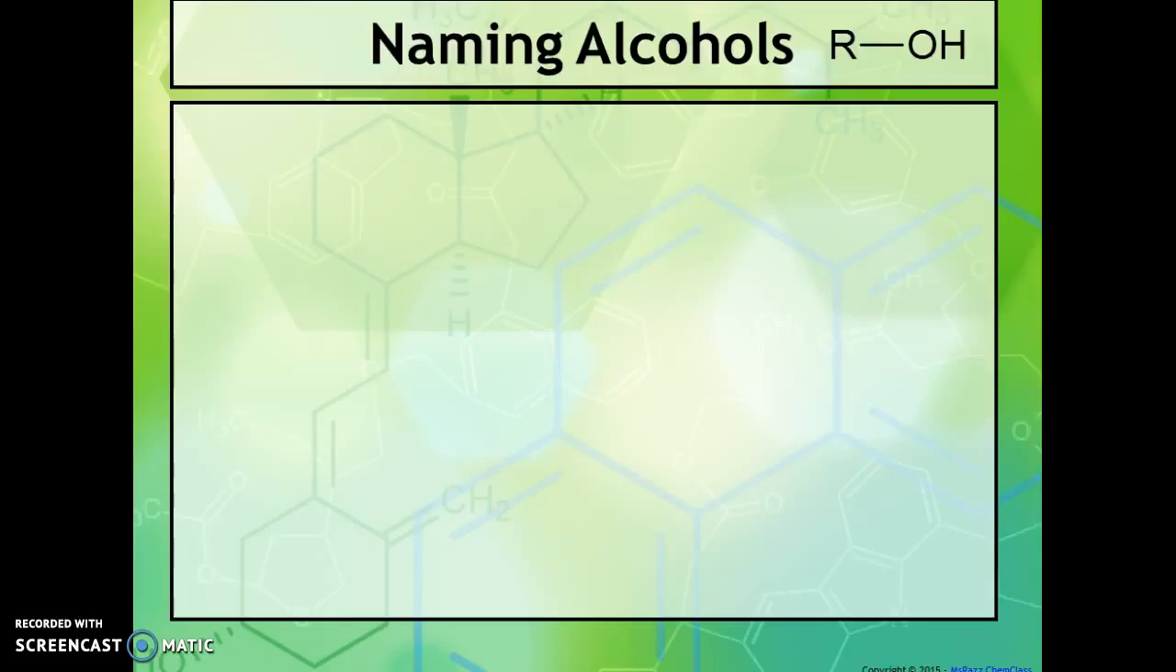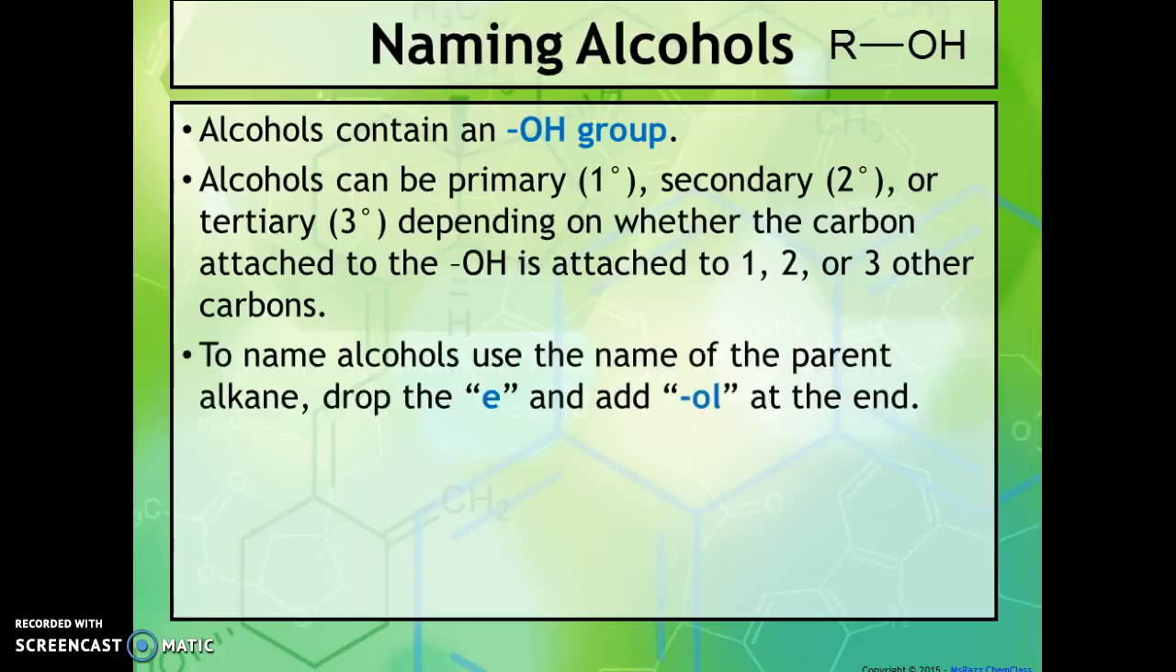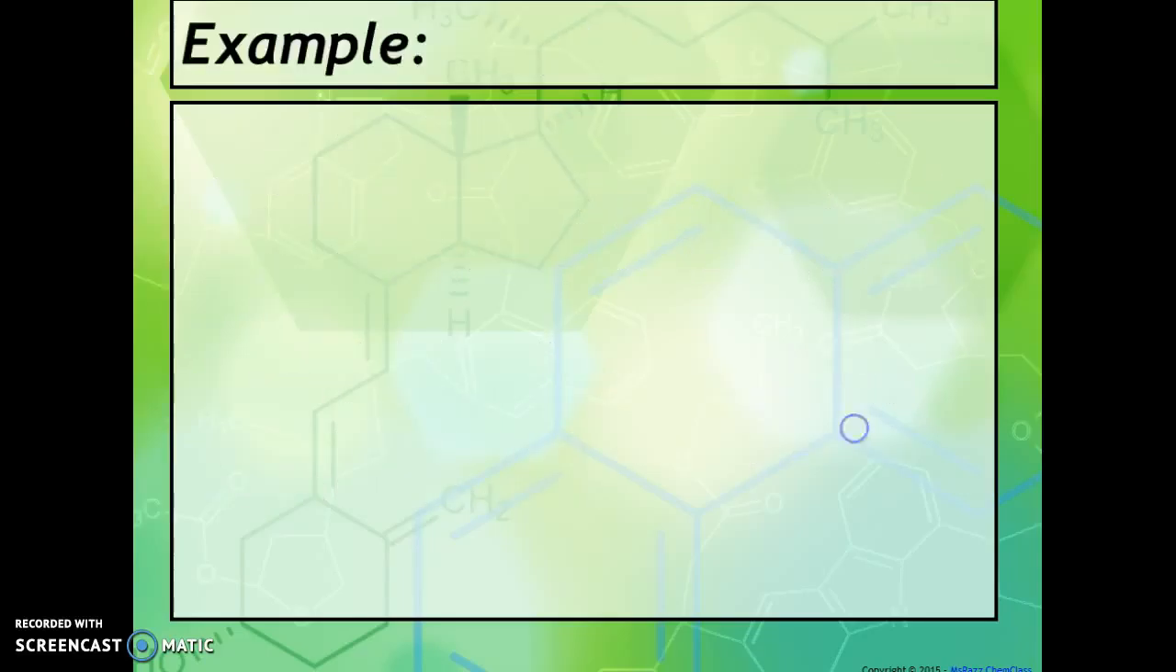Alright, how about alcohols? Well, like I said before, alcohols have a hydroxide group attached. They can be considered primary, secondary, or tertiary, depending on where that carbon is attached to that hydroxide. And to name alcohols, we use the name of the parent alkane and drop that E and add an OL at the end. We also want to specify the position of the hydroxide with the smallest number, just like we've been doing the whole time.